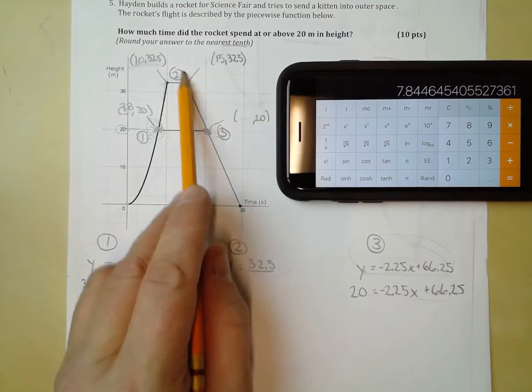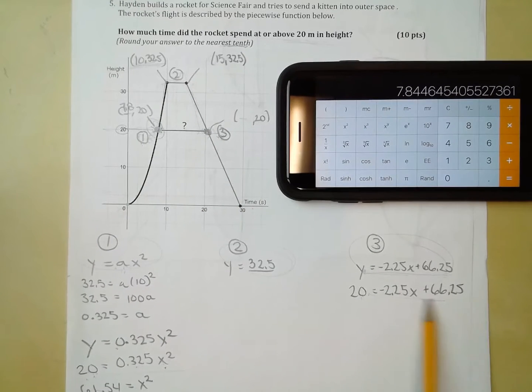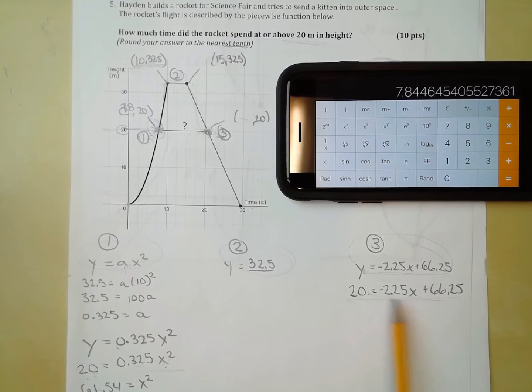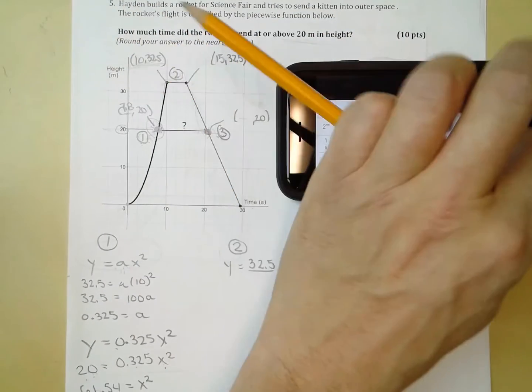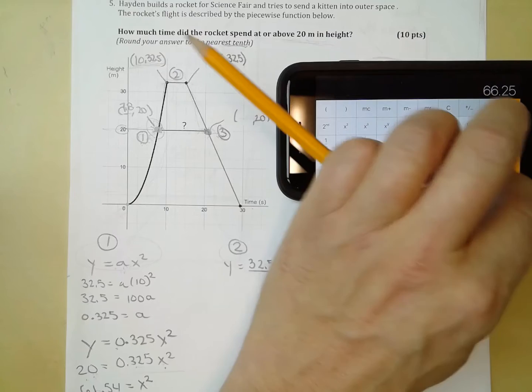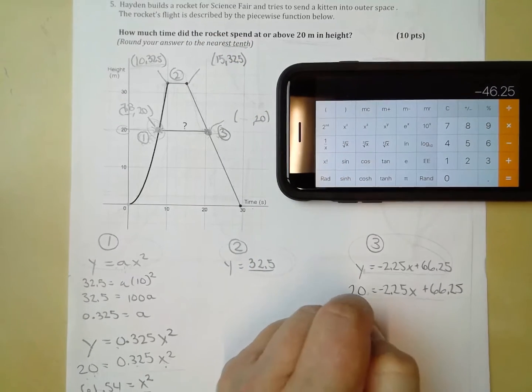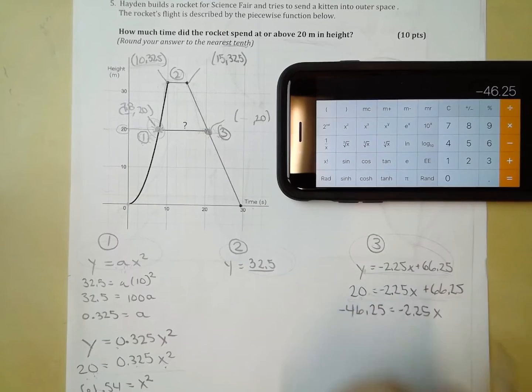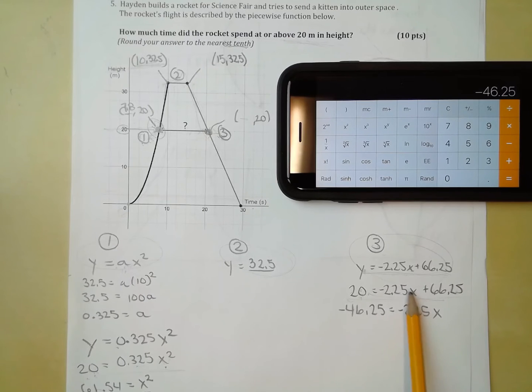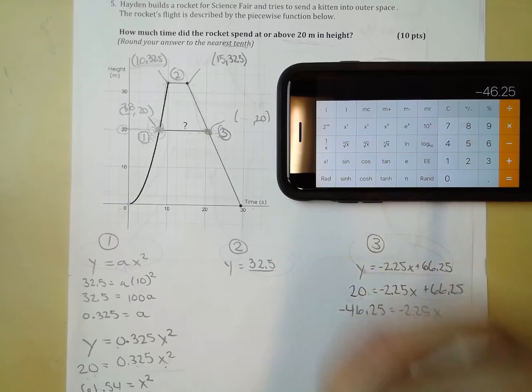Function number 3 now, to catch the 20 on the other side. Same deal, except we're solving with the linear function, so I'm going to subtract the 66.25, and then I'm going to divide by the a in order to get the x. So 20 minus 66.25 is going to be equal to negative 46.25 is equal to negative 2.25x. So I just subtracted that from both sides, and now I have to do the division to get rid of that multiplication on both sides.